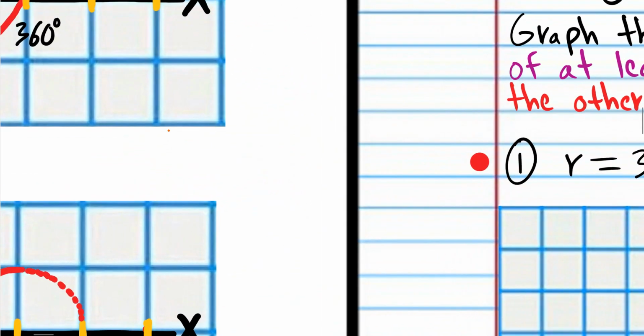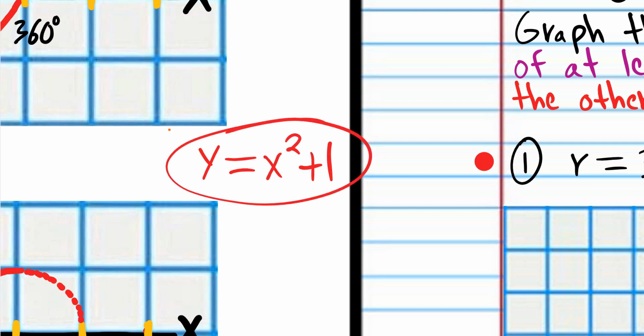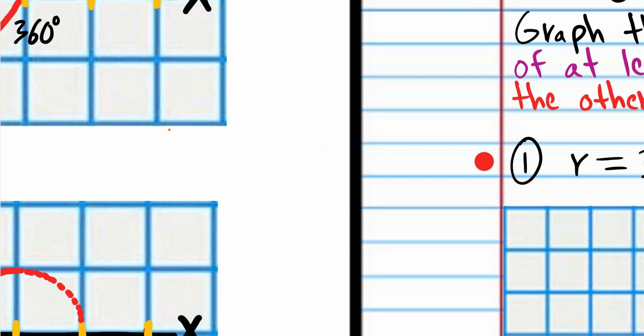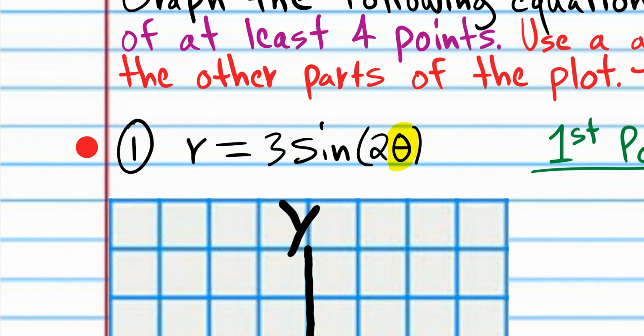A rectangular equation is an equation that has x's and y's. For example, you might see something like this. That's an equation in rectangular form. But notice in this equation we have theta and r. That means that this is an equation in polar form.